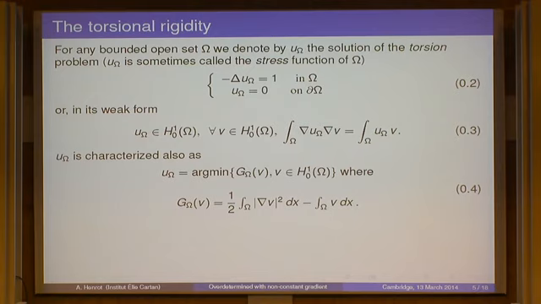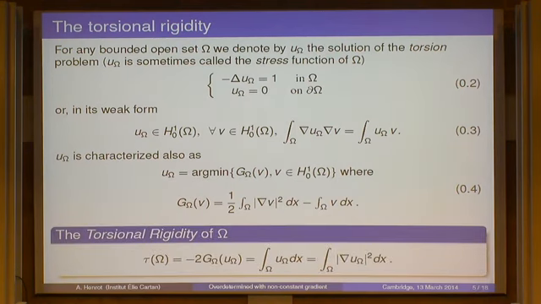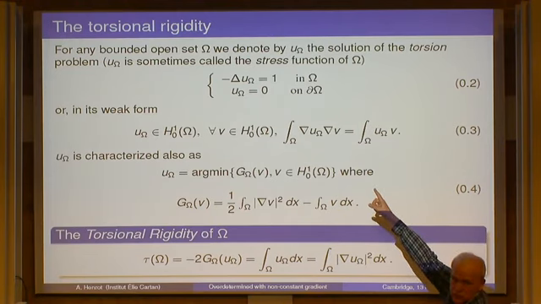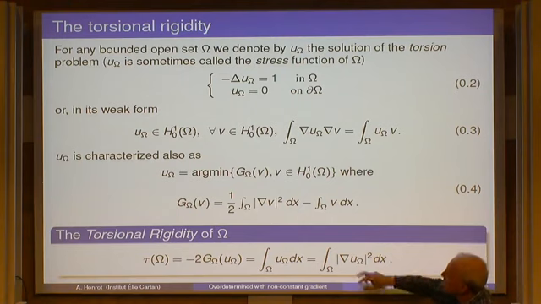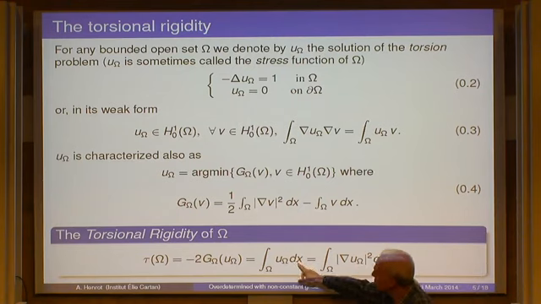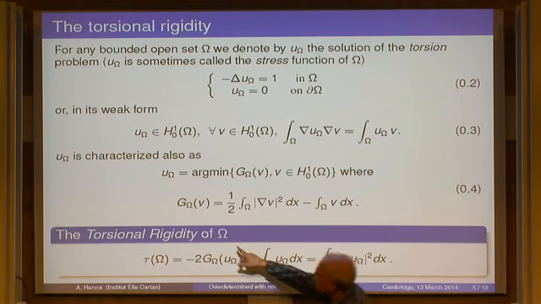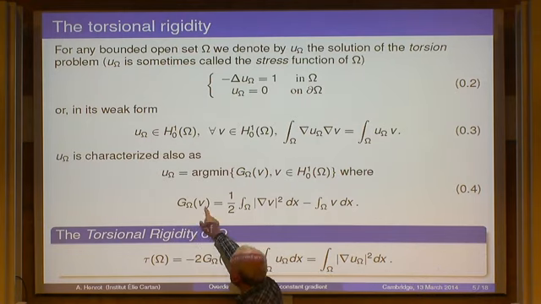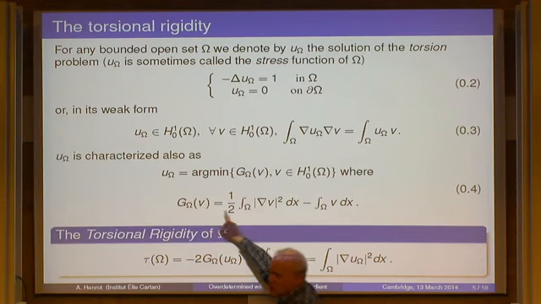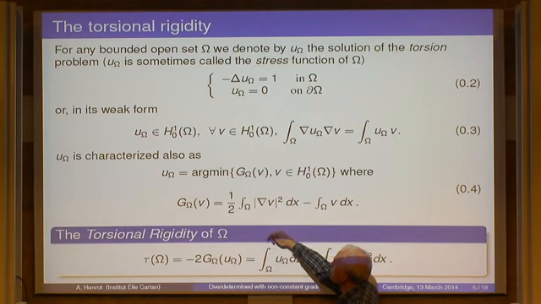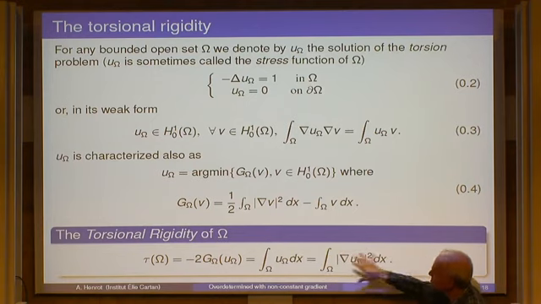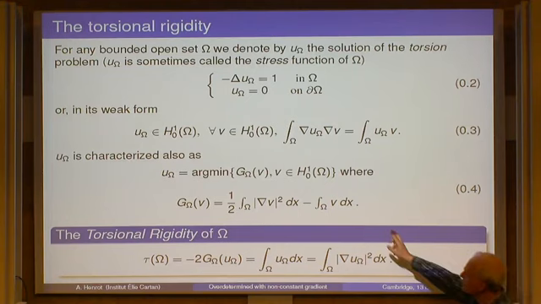And what we call the torsional rigidity of a domain is precisely the integral of u omega, or the integral of gradient of u omega squared, which are the same using the variational formulation when you plug v equals u omega. And because these two quantities are the same, when you compute the natural energy J at the solution u omega, you get 1/2 of the integral of gradient of u omega squared minus the integral of u omega, and since these two quantities are the same, you get minus 1/2.